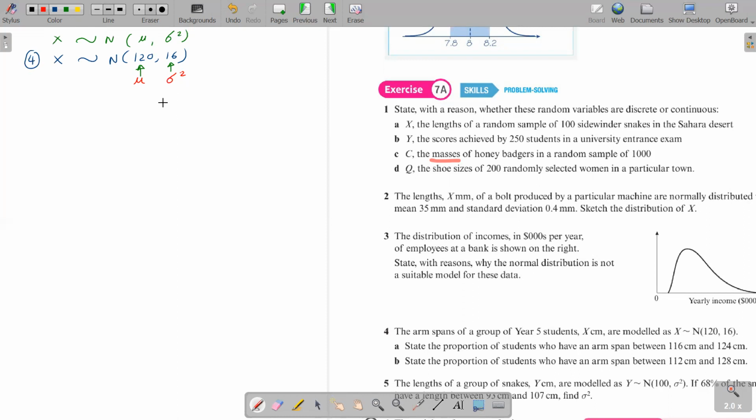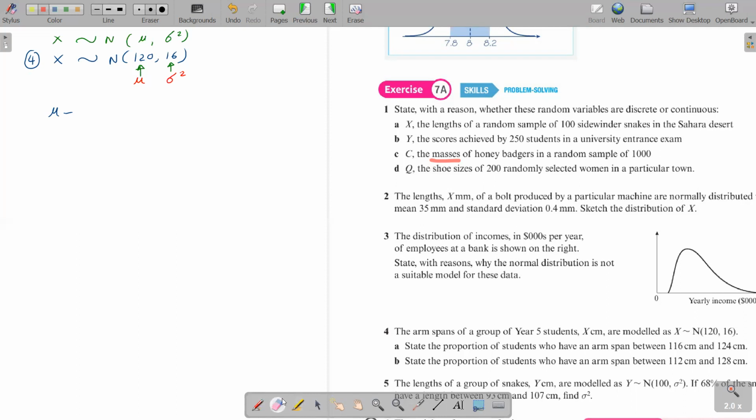Is that clear? Okay, they are asking you to state the proportion of students who have an arm span between 116 and 124. So they are asking you the percentage. Proportion means the percentage, the probability. I think we'll try to find the values of mean minus 1 sigma and mean plus 1 sigma.